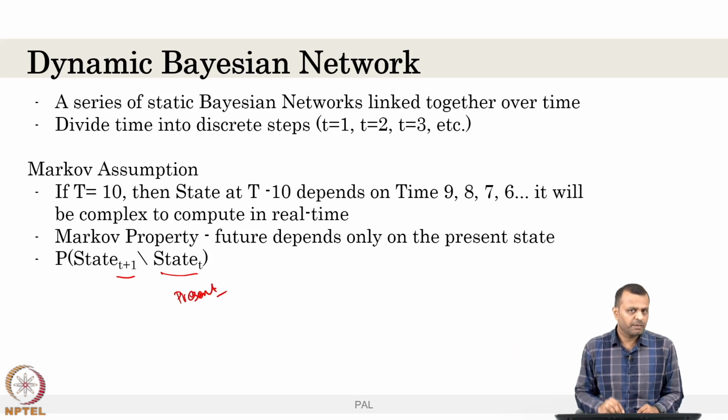So, in dynamic Bayesian networks also, at the different times, it's only two states: the current state, and the future state depends on the current state.